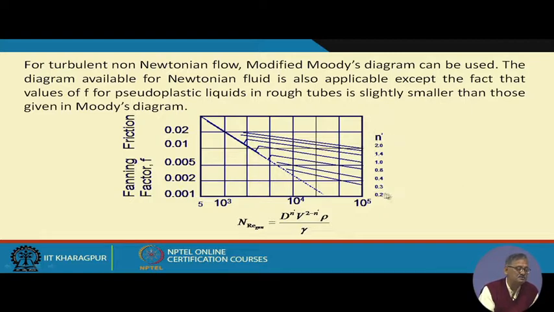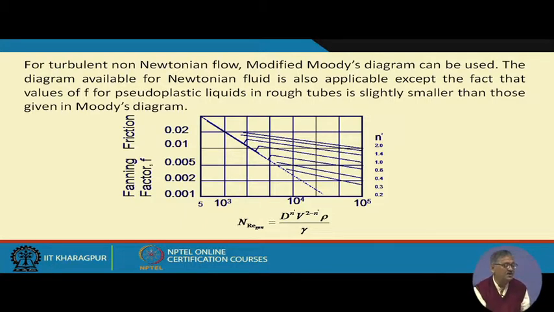So n' also varies from 0.1, 0.2, 0.3, like that, 1, 1.4, 2, as many n' as we can. For a corresponding n', we find out which curve it is, and then for a given N_Re general you obtain, from there you can find out the value of the friction factor.